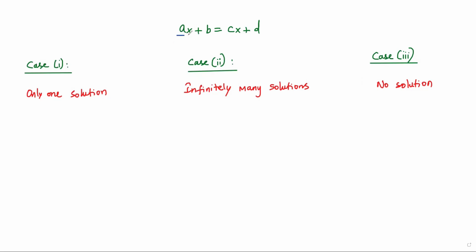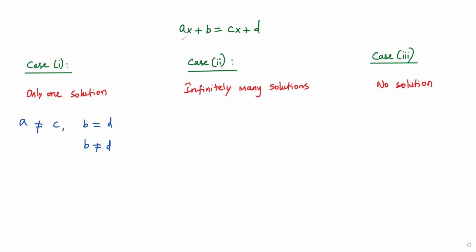Let's consider the coefficient of x on the left side and the coefficient of x on the right side, that is a, c. Now let's consider the constant on the left side and the constant on the right side, b and d. If this linear equation in one variable has only one solution, the coefficient of x on the left side and the coefficient of x on the right side will not be equal, and we don't care about the constant terms. They may be equal or they may not be equal. We don't have to worry about this.